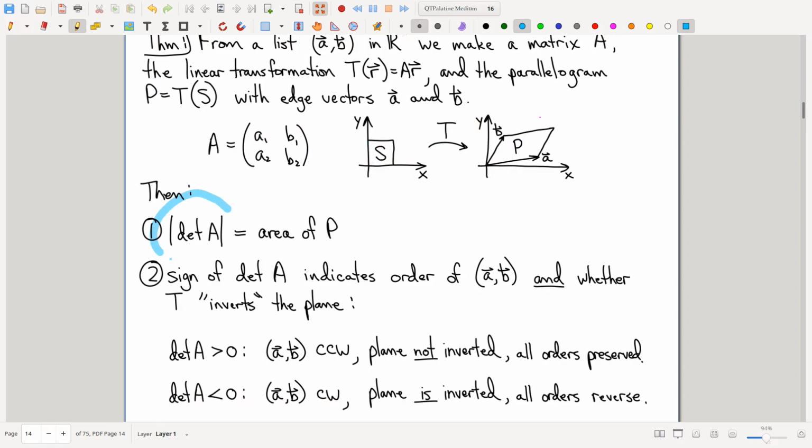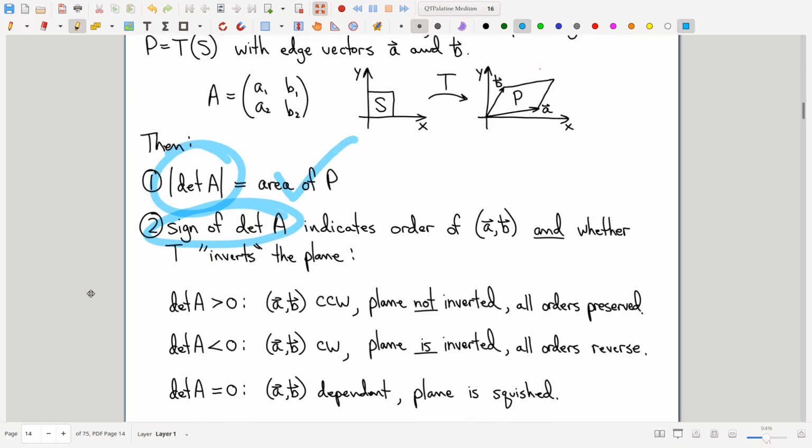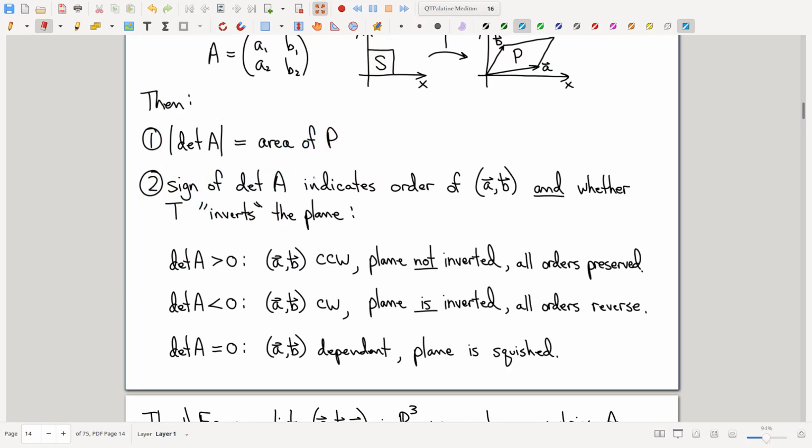Determinant: its magnitude tells you the area, and its sign tells you about the order of the list. It tells you whether the transformation flips things upside down. Well, I call it inversion there, etc. Of course, there's this third annoying possibility: the determinant could be 0, and that, not surprisingly, gives you the third possibility of dependence.